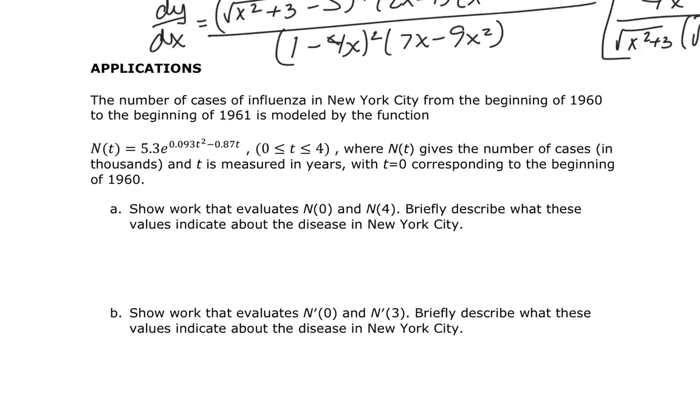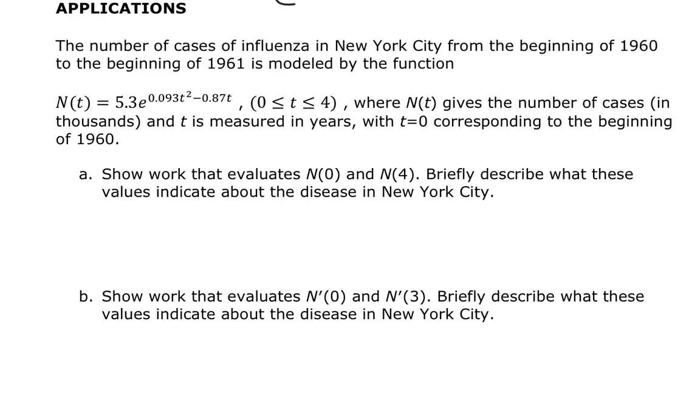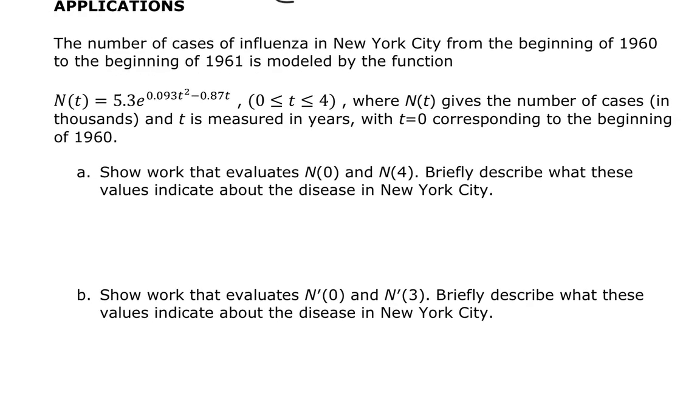All right, applications. Why do we want to do this? Because there are real life applications. The number of cases of influenza in New York City from the beginning of 1960 to the beginning of 1961 is modeled by this function, 5.3 e raised to the 0.093 t squared minus 0.87 t from 0 to 4 for t, where n of t gives the number of cases in thousands and t is measured in years. T of 0 corresponds to the beginning of 1960. Show work that evaluates n of 0 and n of 4 and describe what these mean.